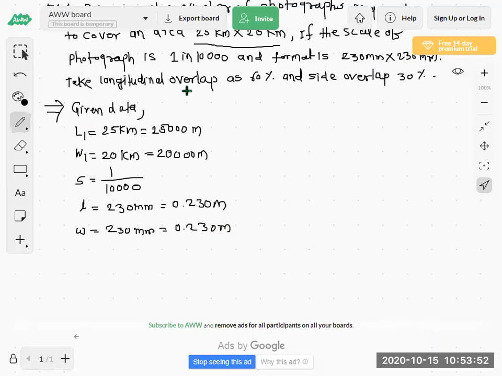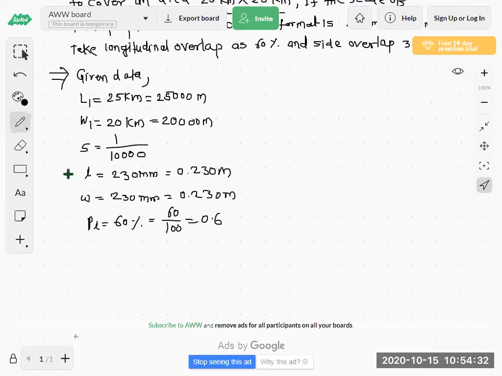Now what remains is the longitudinal overlap and the side overlap or lateral overlap. First, longitudinal overlap. The notation we have given to longitudinal overlap in the formula is PL. So PL is 60%. That is in percentage, 60%. If we convert this percent into a value, 60 divided by 100, it means 0.6. 60% is given, so we have to put this value in the formula.